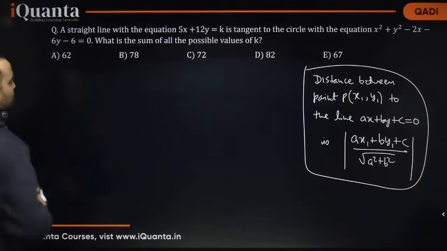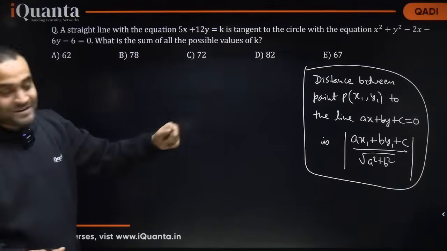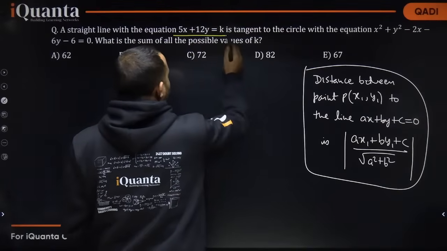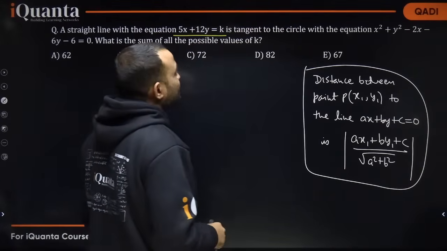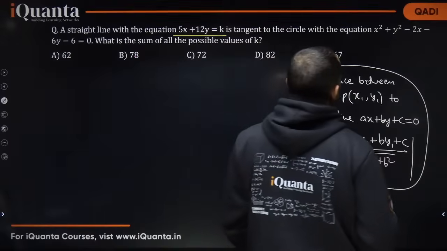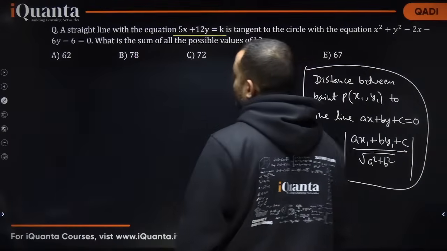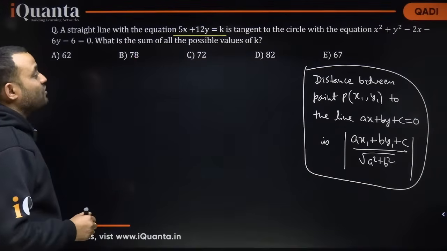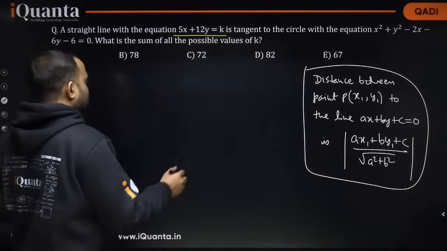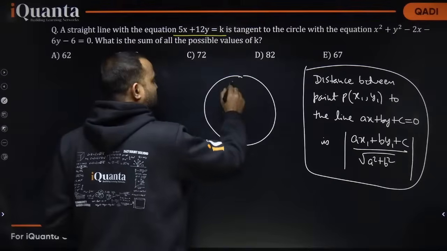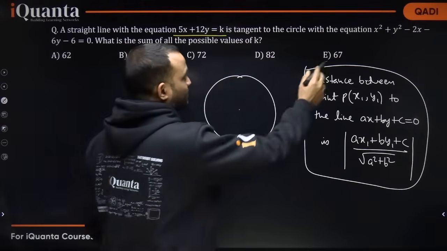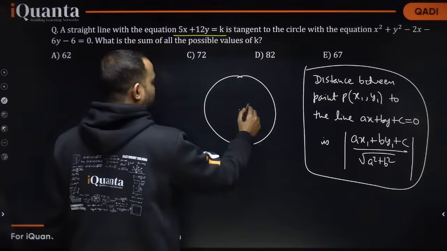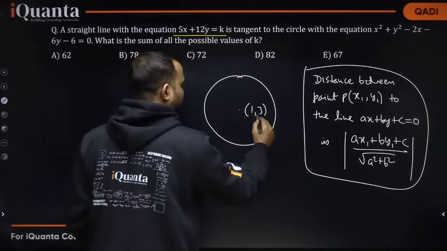Okay, how do we solve this? Using this concept, right? A straight line with equation 5x plus 12y is equal to k is tangent to the circle with equation x square plus y square minus 2x minus 6y minus 6 is equal to 0. What is the sum of all the possible values of k? So this is the circle. The center of this circle will be 1 and 3, right?